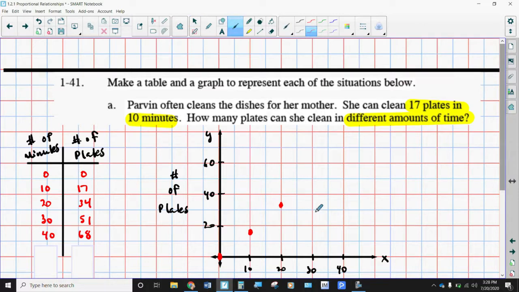How about 30, 51? That's 50, 51 would be somewhere around here. Does that look like it's on the straight line? Yes, it does. And then 40, 68, 70, 68 is going to be somewhere around here. So for this particular situation, we've got a straight line situation, passes through 0, 0. I think we've got ourselves a proportion there. So go ahead and write that.